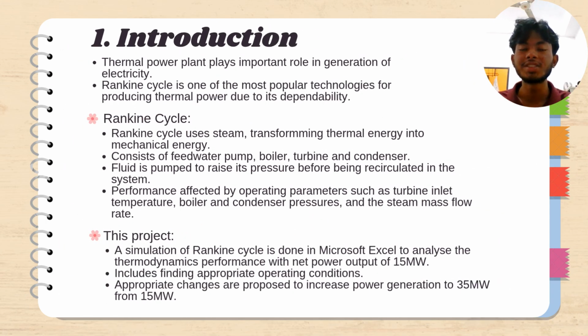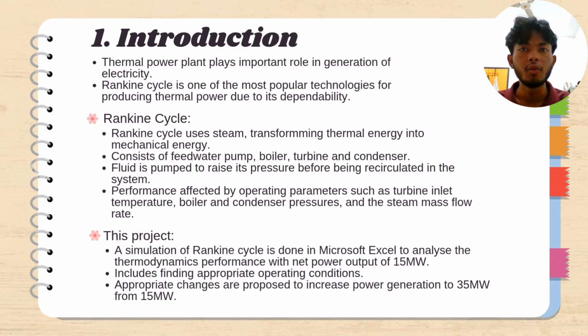So this is the introduction section. This project focuses on the Rankine cycle, which is widely used in thermal power plants to generate electricity. It is a reliable system for converting thermal energy into useful power. The Rankine cycle uses steam as the working fluid, and its performance depends on operating parameters such as turbine inlet temperature, boiler pressure, condenser pressure, and steam mass flow rate. These factors are important because they affect the power output and efficiency of the cycle.